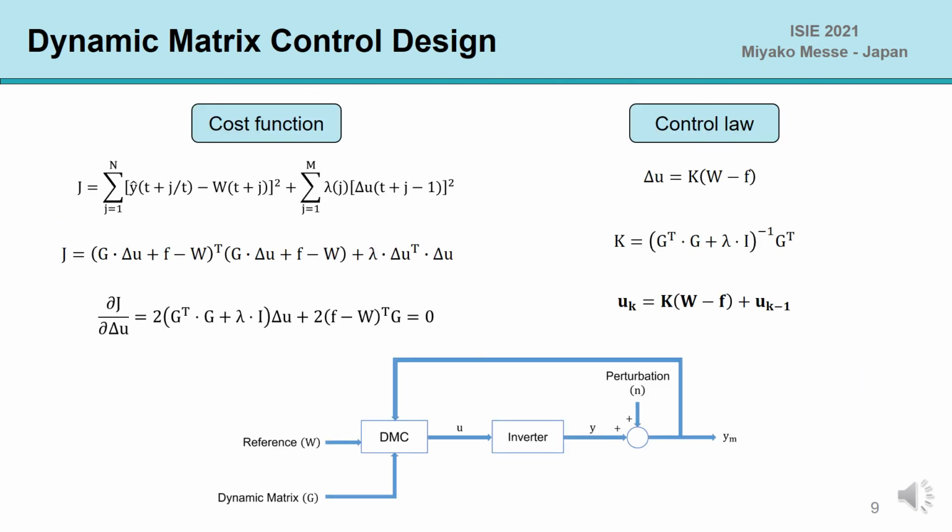Now, a cost function is defined using a weighting factor to set the control effort and bring the embedded output signal as close as possible to the reference. Moving to its matrix form, it is then derived and set equal to 0 to minimize the cost function. Finally, from taking the control variation, the DMC control law is obtained, which uses the vector of future reference, the free response vector, and a K matrix obtained from the dynamic matrix and weighting factor.